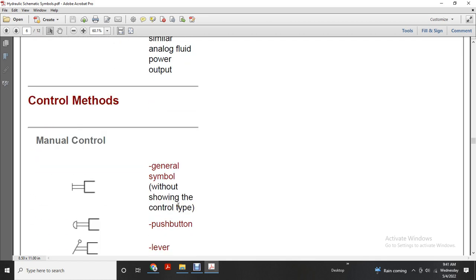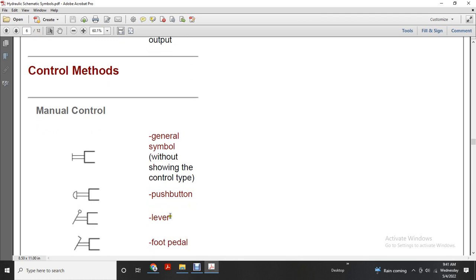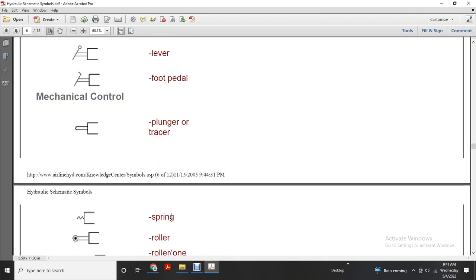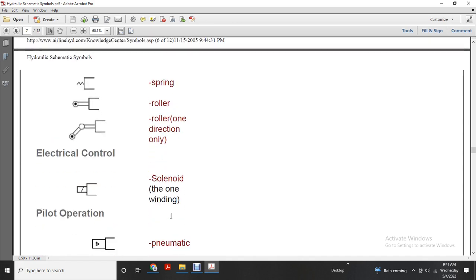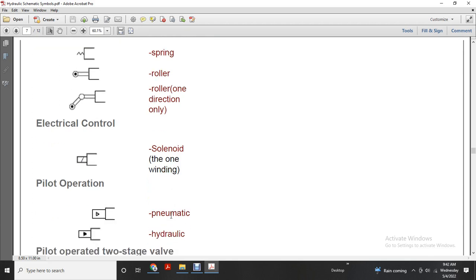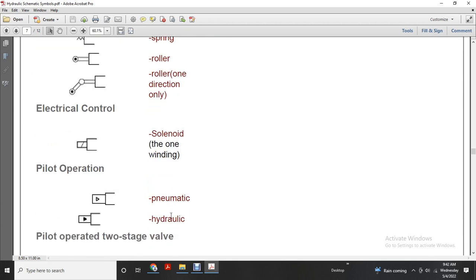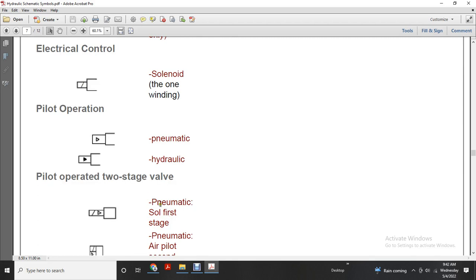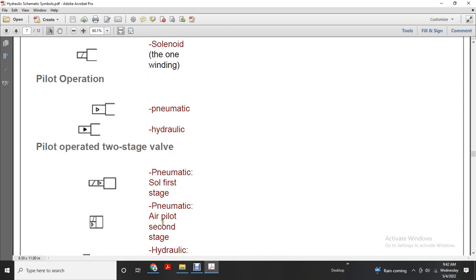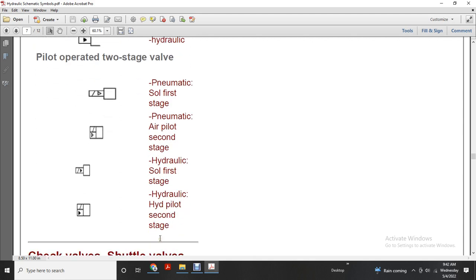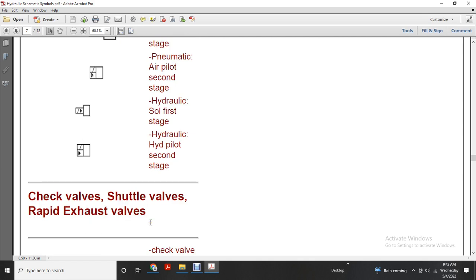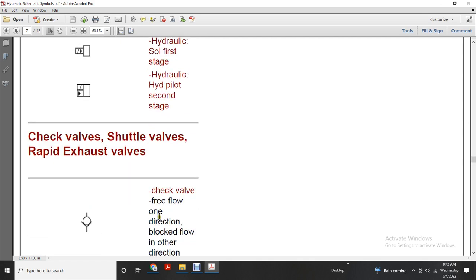Alright, control methods. Manual: general symbol without showing the control type, push button, lever, foot pedal. Mechanical: plunger or tracer, spring, roller in one direction only. Solenoid with one winding, pilot operated pneumatic, hydraulic. Pilot operated two stage: solenoid with a pilot operation, solenoid first stage, air pilot second stage. Hydraulic solenoid first stage, hydraulic pilot second stage.